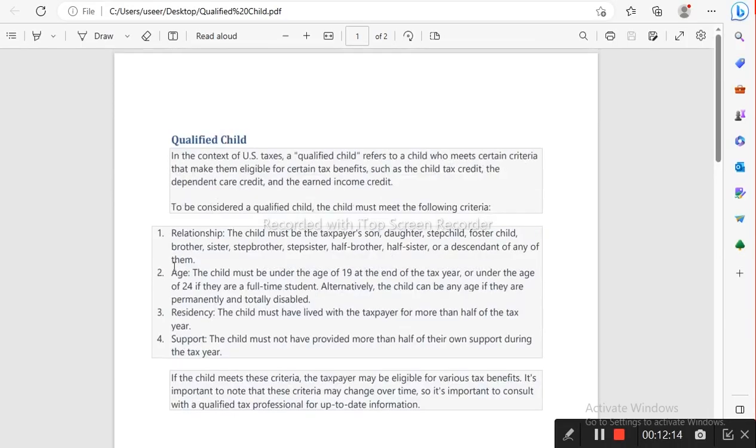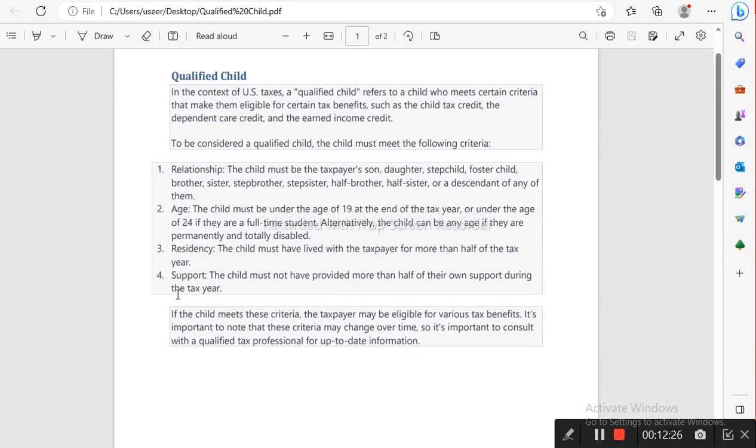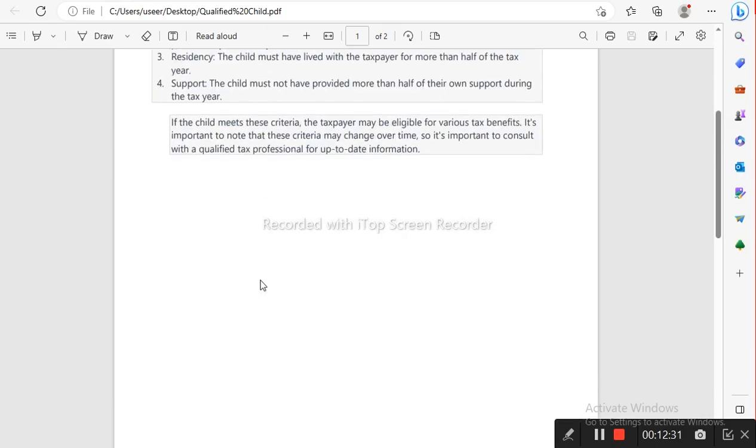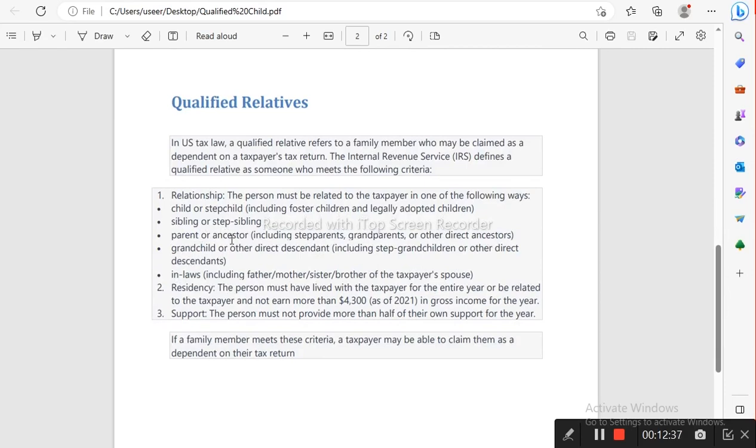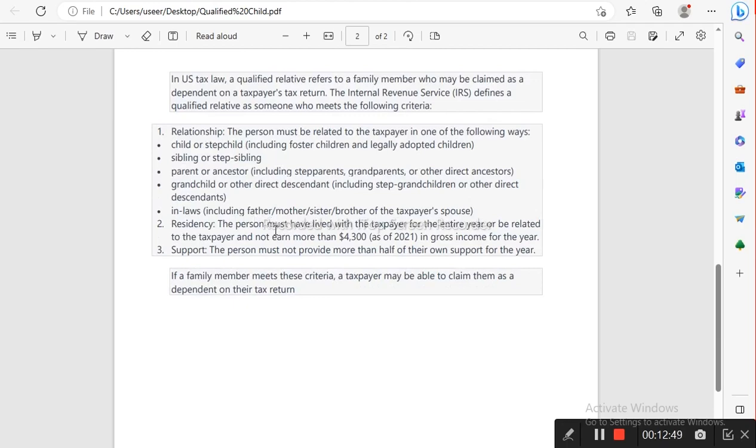So I'll repeat here again. Qualified child, 4 tests: relationship, age 19, or 24 if he is going to college, or permanently disabled, no age limit. Residency, he must live with you for 6 months. Support, he will not bear 50% of his expenses. Similar cases with qualified relatives: in-laws, parents, grandparents, stepparents, stepbrother, sister, everyone who does not fit in qualified child, you can claim them as qualified relatives. Residency, 6 months in your home. Support, they must not support themselves with 50% of their expenses.